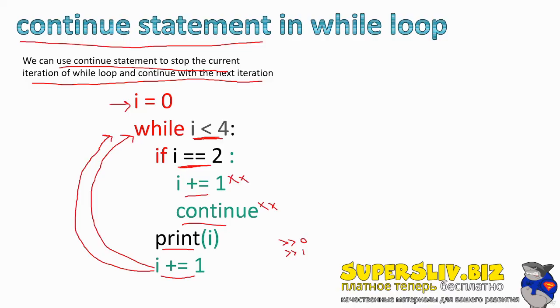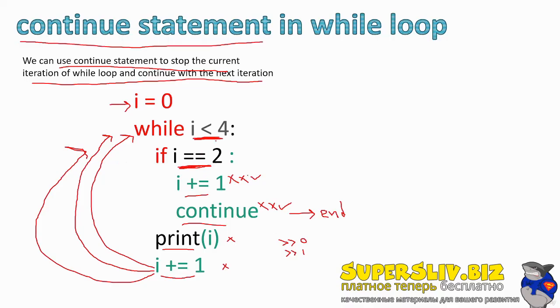i is equal to 2. So this condition is true. This time i is equal to 2. This condition is true this time. Therefore, these two codes will be executed this time. It will add 1 to the i. Now i is equal to 3. Then it will run continue statement. So current iteration will be stopped. Therefore, it will not run these two codes. Again it will go to the beginning.